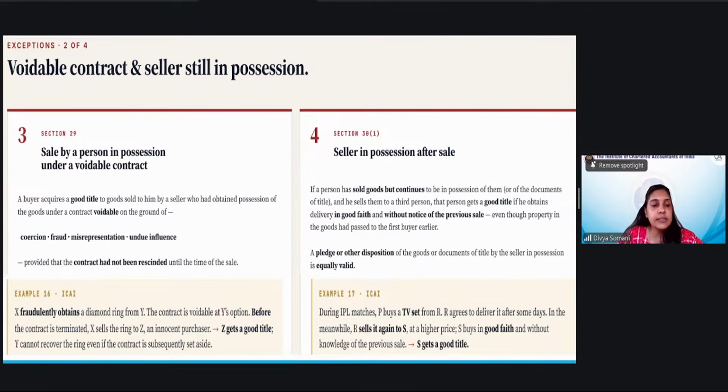Here it is mentioned that Y cannot recover the ring even if the contract is subsequently set aside. So maybe later on he steps in and now wants to set aside or terminate the contract. Still, since the ownership has already passed, Y will not get any right to recover his diamond ring. Is this example clear or any doubt in this example?